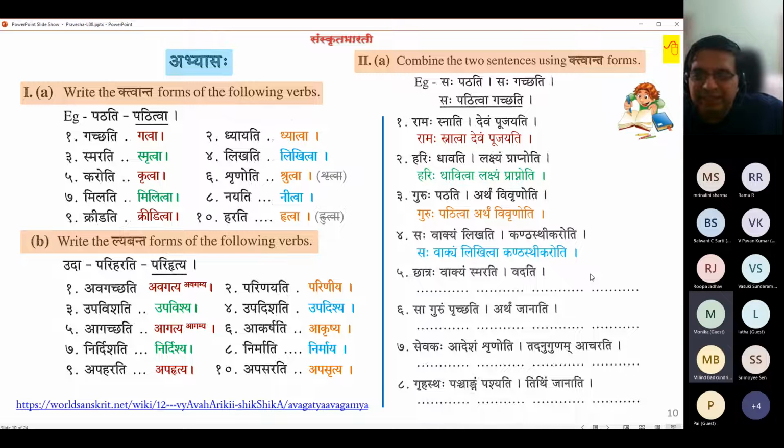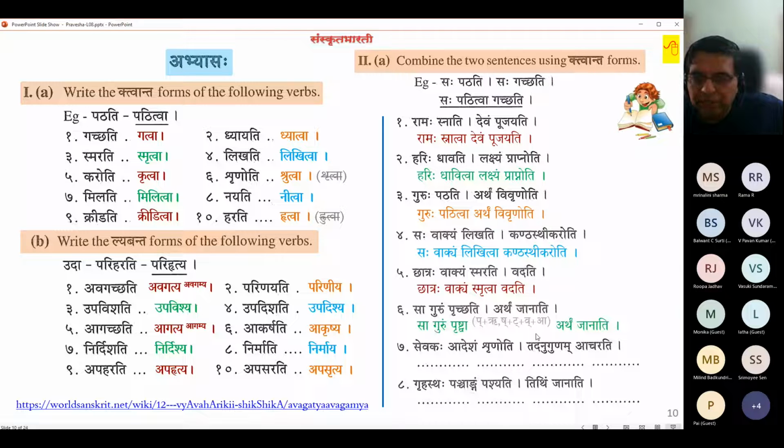Chatraha vakyam smarati vadati. छात्रः वाक्यं स्मृत्वा वदति. Correct. Everybody got it right. Chatraha vakyam smrutva vadati. Having remembered, he tells. Sa gurum pruchati, artham janati. सा गुरुं पृष्ट्वा. Prishtitva, no. Prishtitva is incorrect. Prishtva. Simple. Prishtva artham janati. Sa gurum prishtva artham janati.